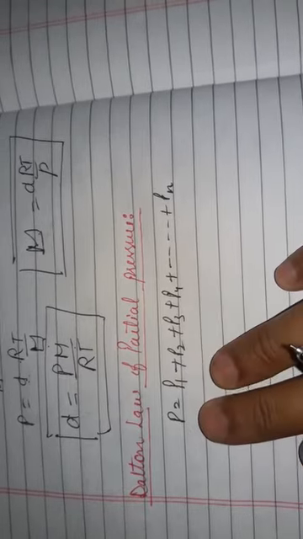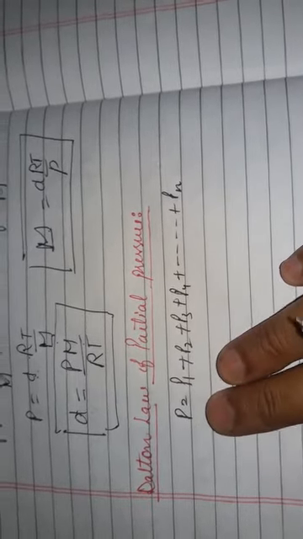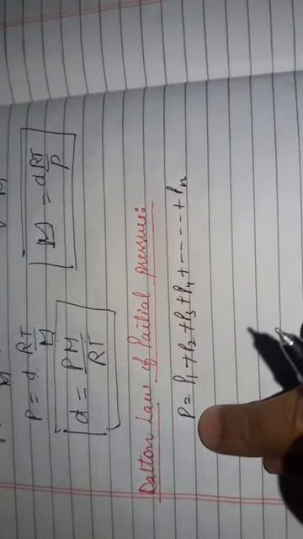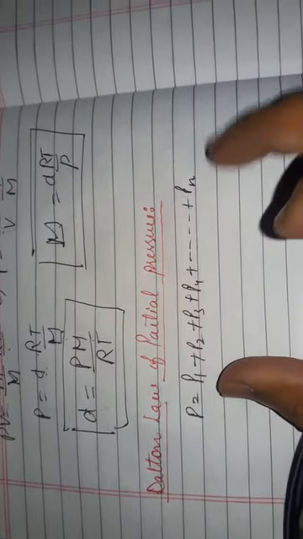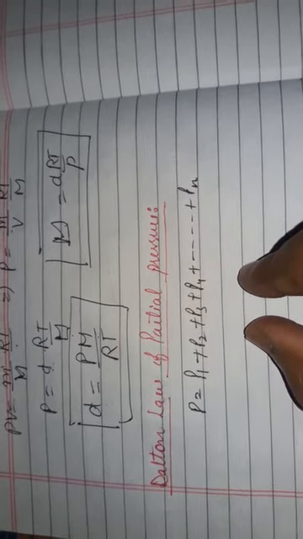Okay, so the total pressure exerted by a gas mixture is equal to the sum of all the partial pressures of each gas, that is, the pressure each gas would exert when present alone in the same vessel at the same temperature.